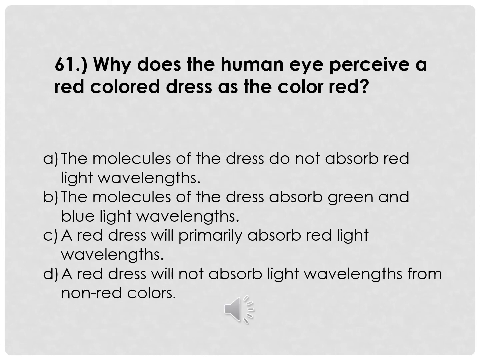Why does the human eye perceive a red-colored dress as the color red? So the way light works is an object absorbs certain wavelengths of light. And all of those wavelengths that are absorbed by the object, we cannot see. We can only see the light that's reflected by the object. So the reason a red-colored dress appears red is because the dress is reflecting red light and it's not absorbing red light. So the correct answer would be A. The molecules of the dress do not absorb red light wavelengths.